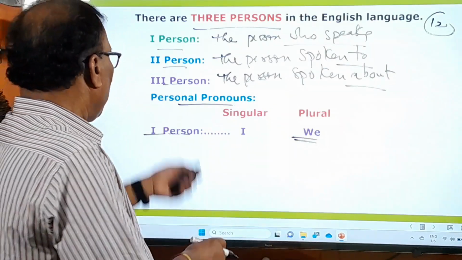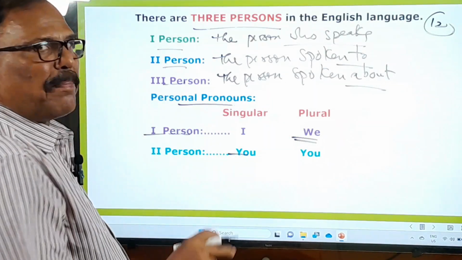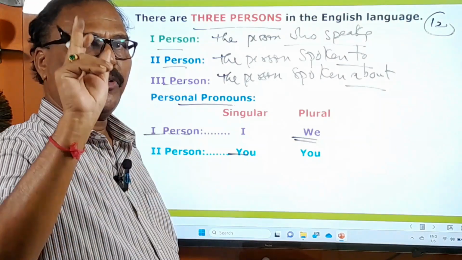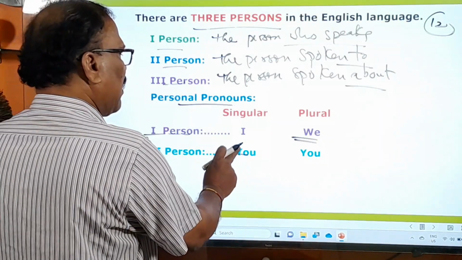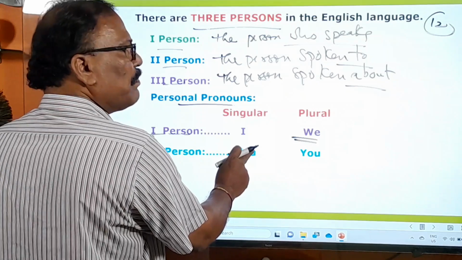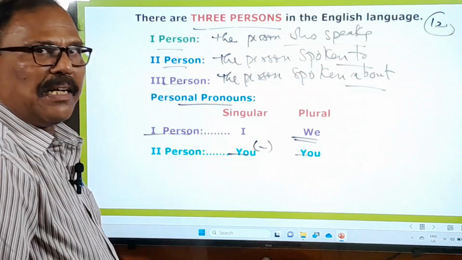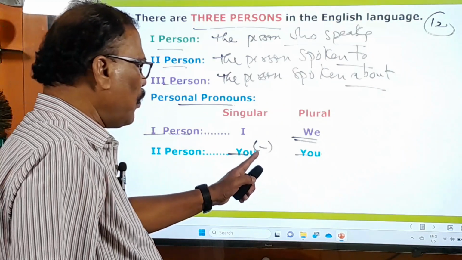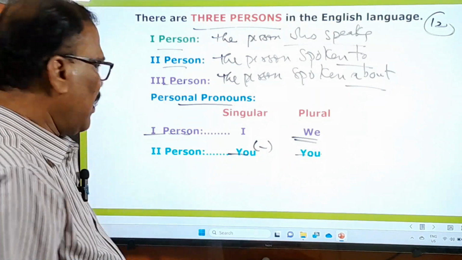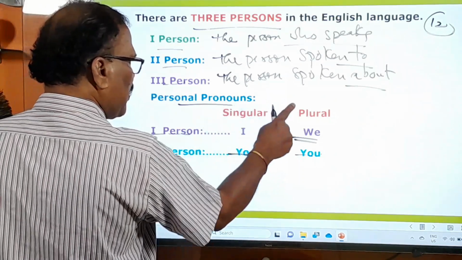Right. And then second person means the person spoken to. If I speak to one person, that is singular. That is in Telugu neevu. Okay, neevu. And if there are many persons, it is meeru. Singular neevu, plural meeru. You have to understand that. So second person singular you, second person plural you.